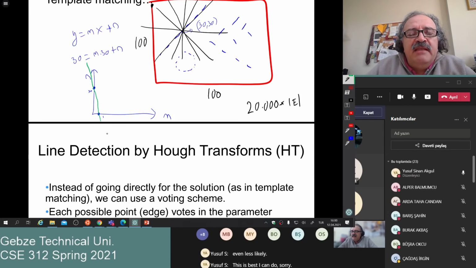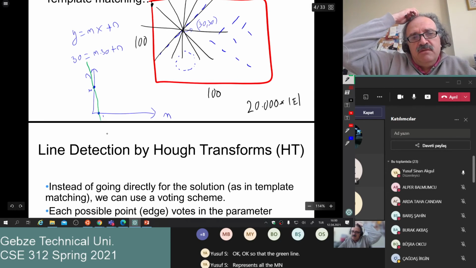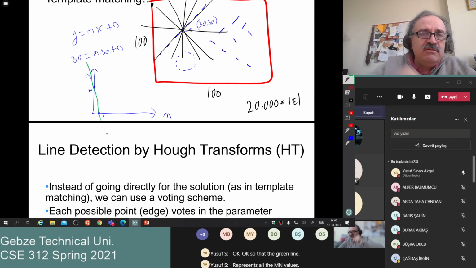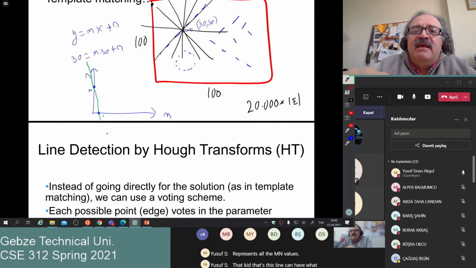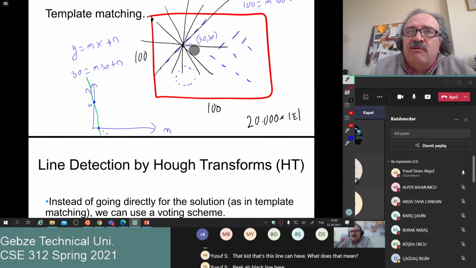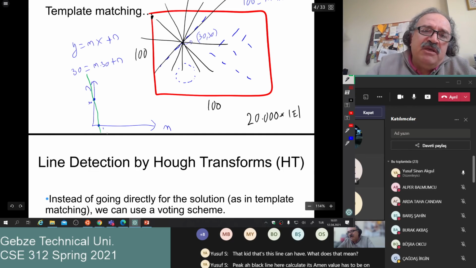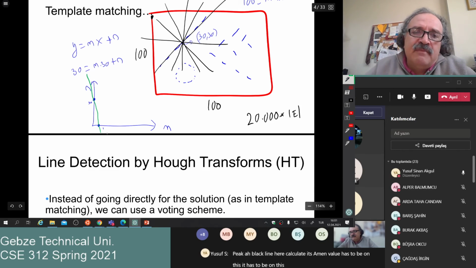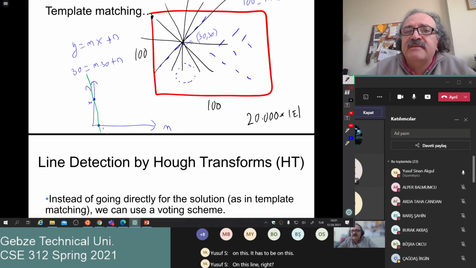So that green line represents all the mn values that this line can have. What does that mean? Pick a black line here, calculate its mn value. It has to be on this line, on this green line. Is that correct?